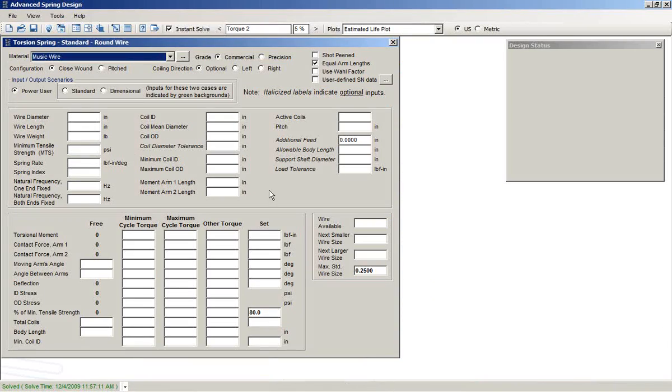For ASD7, we've added some new features, expanded on the capabilities for torsion spring design. We've also improved the help so that you can get a better picture of what's going on and learn about them that way. I'm going to begin, make a few entries here for design.